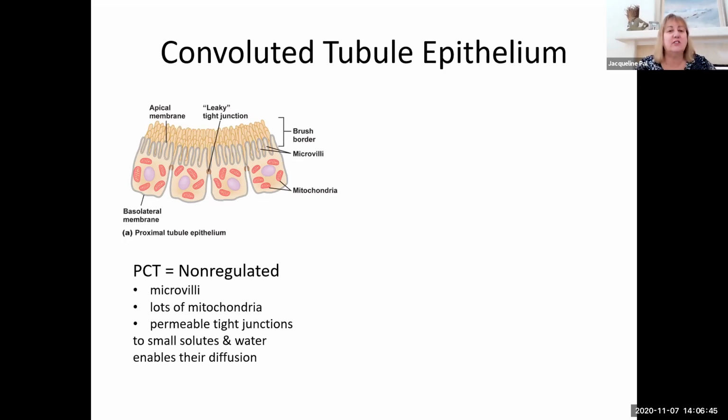And the tight junctions between the cells, well, they're not really quite as tight as we like to make them seem. In the proximal convoluted tubule, they're very leaky. So that water can have an osmotic pull towards that high osmotic number that's found in the peritubular tissues. And so this enables the diffusion.